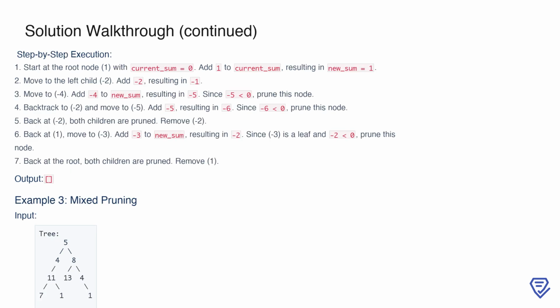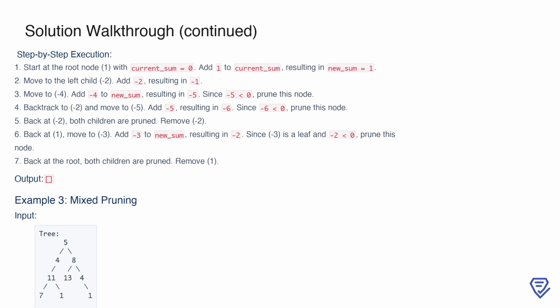In the second example, we begin with the root node, which is 1, and initialize the current sum as 0. Adding the value of the root node to the current sum gives us a new sum of 1. From here, we move to the left child, which is the node with value -2. Adding -2 to the current sum results in -1. Next, we move to the left child of -2, which is -4. Adding -4 to the current sum gives us -5. Since this is a leaf node and the sum from root to this leaf, -5, does not meet the limit of 0, we prune this node.